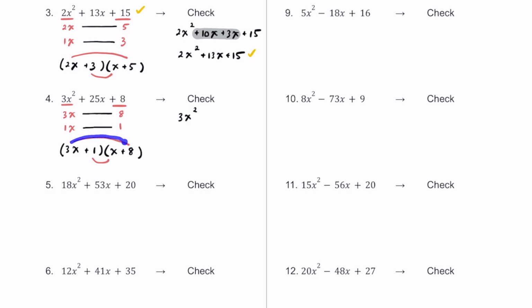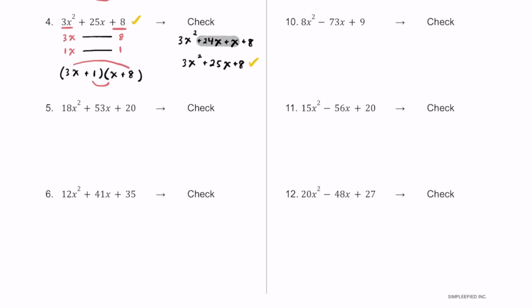Then if we do the outers and the inners, that's going to be 24x and 1x. And then if we do the last, 1 times 8, that's just going to be 8. If we go ahead and combine those like terms in the middle, 24x plus 1x, that's going to be 3x squared plus 25x plus 8. All right, cool. Seems to work out, so let's try another.